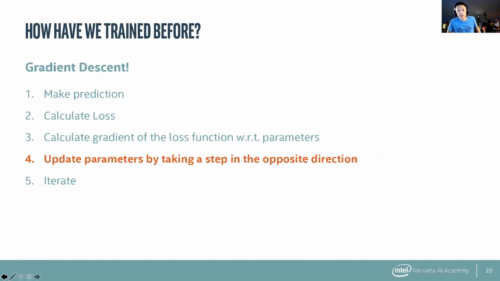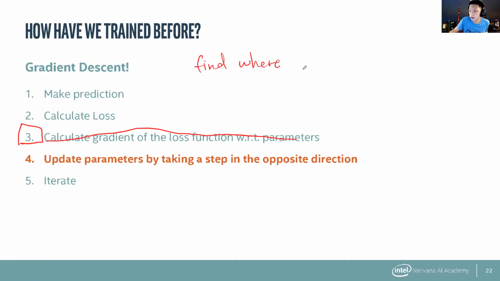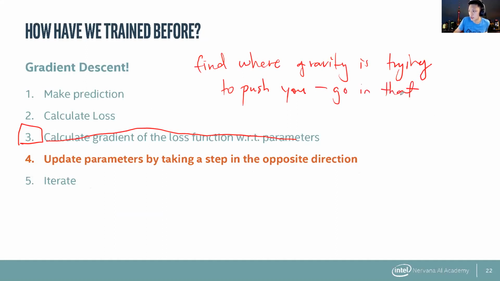So just to recap, we make the prediction, we calculate the loss, and then step 3 is the critical one here. I don't like the way that they phrase it because we don't have the requisite knowledge yet. So instead, what we should probably say is that you find where gravity is trying to push you, because we want to go down, and then go in that direction.